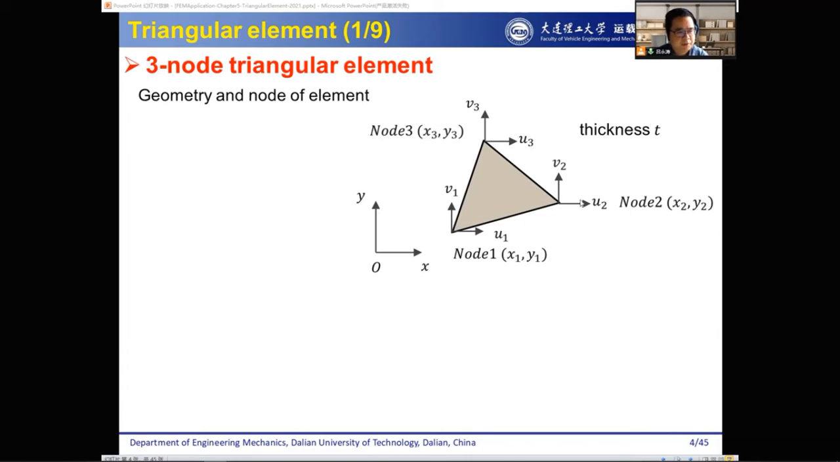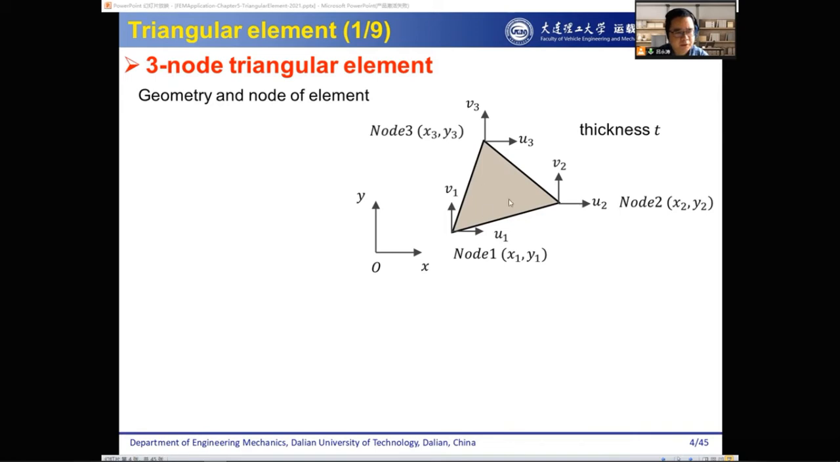So first let's have a look at the 3-node triangular element. Whenever you say 3-node triangular element, it means this triangular element has 3 nodes. In other cases, you will also say, for example, 6-node triangular element, which means this one element contains 6 nodes or even more nodes. So be noted of this. First we look at the simplest case, which is the 3-node triangular element.